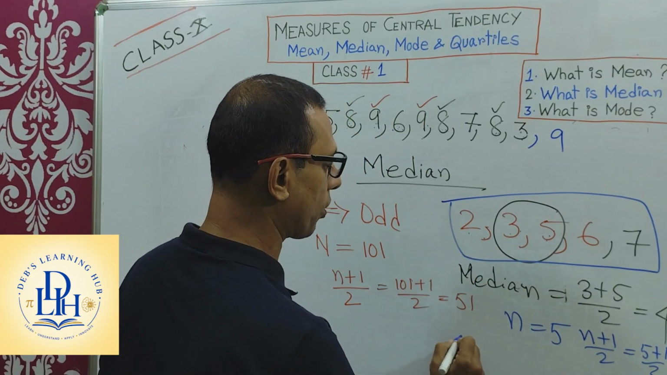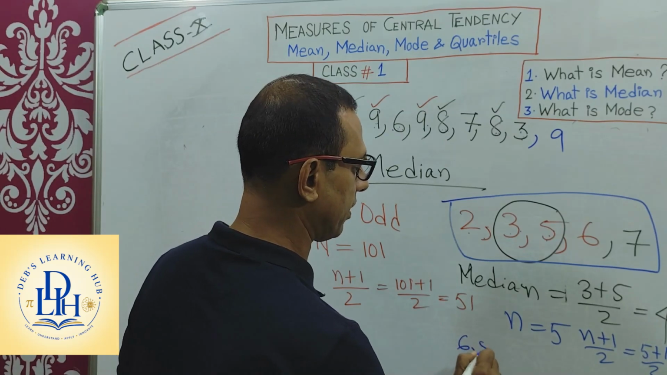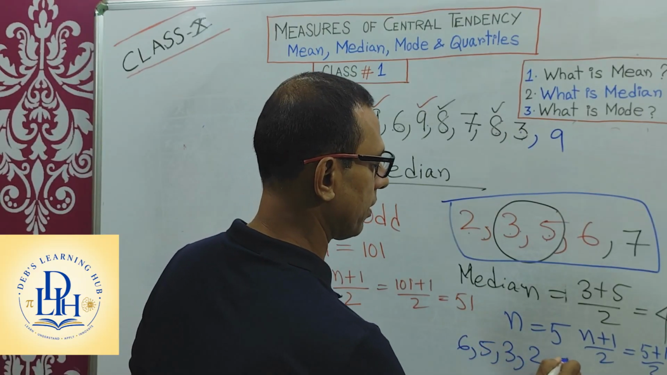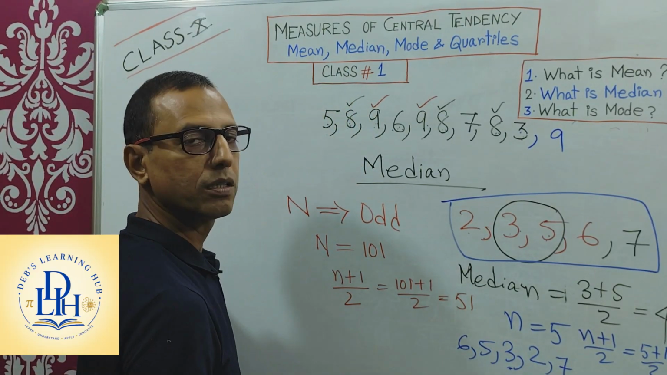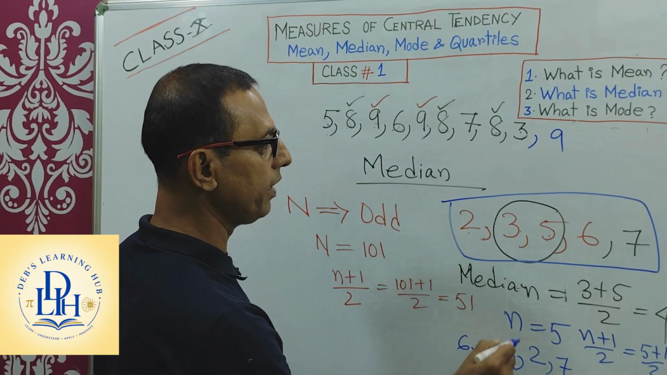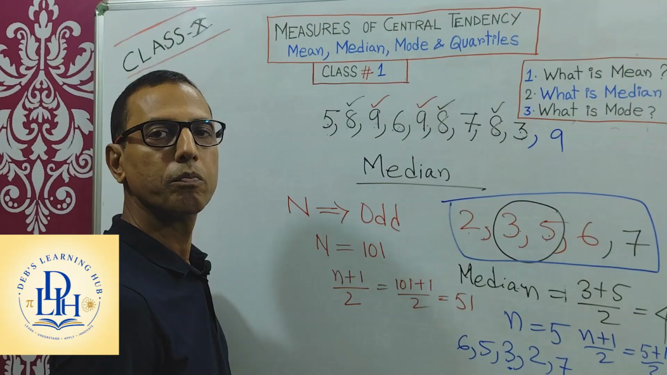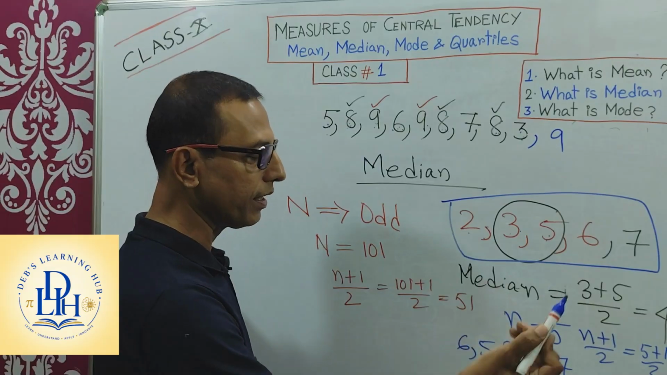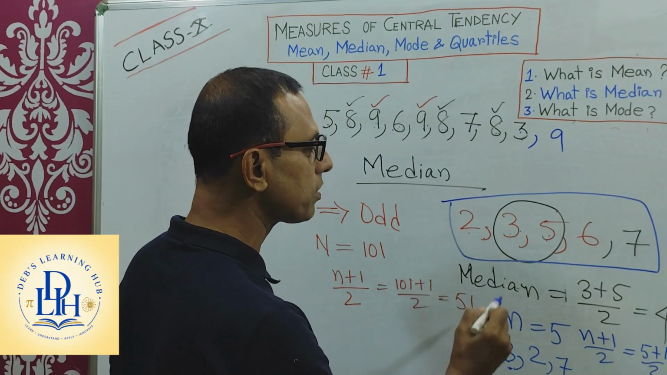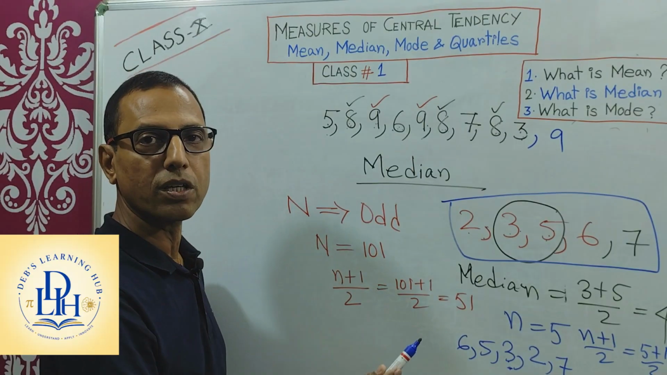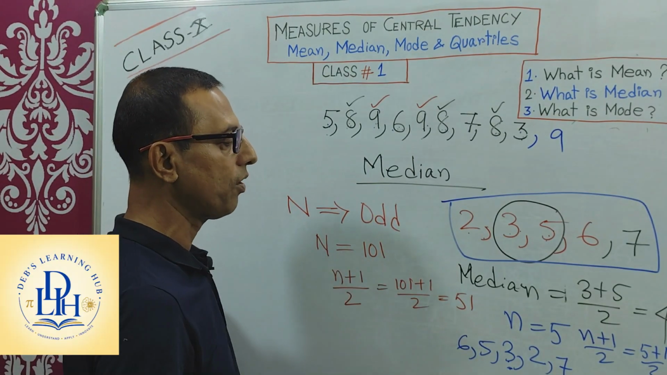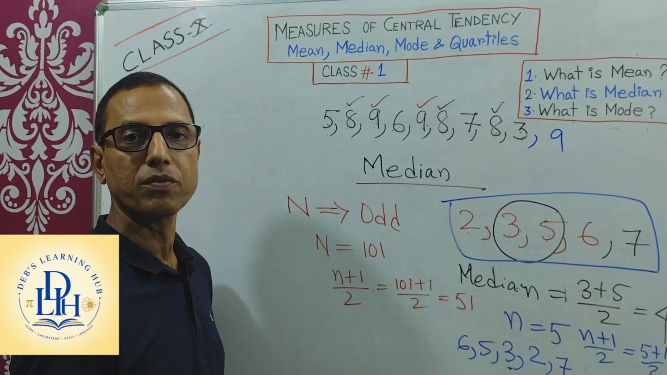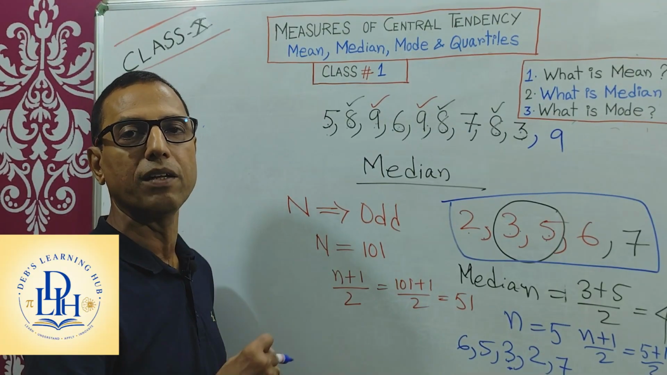But if you don't organize the numbers like this, let's say the numbers are given as 6, 5, 2, 3, 2, 6, 5, 3, 2, 7, in that case the third term will be 3. But 3 is not the right answer. The right answer will be 5. If you don't arrange them, the answer could be anything. So always arrange the observations in ascending or descending order. Then for an odd number of terms, the middle term is n plus 1 by 2, where n is the number of observations. You add 1 to that and then divide by 2.